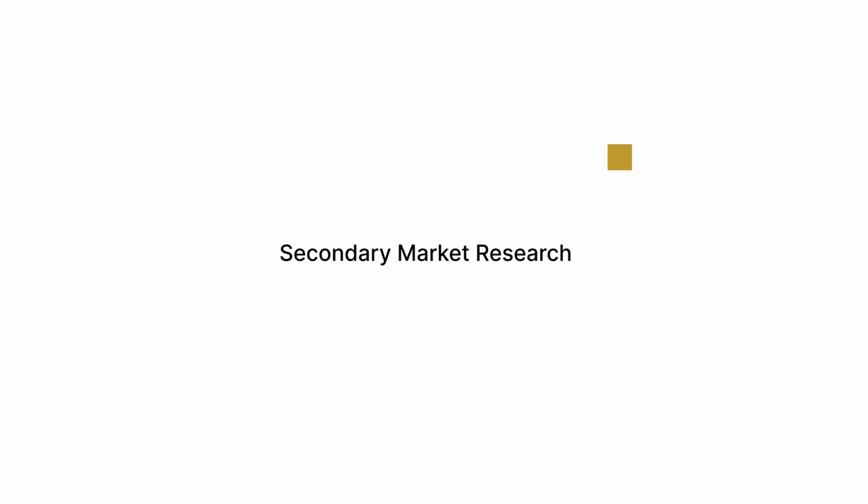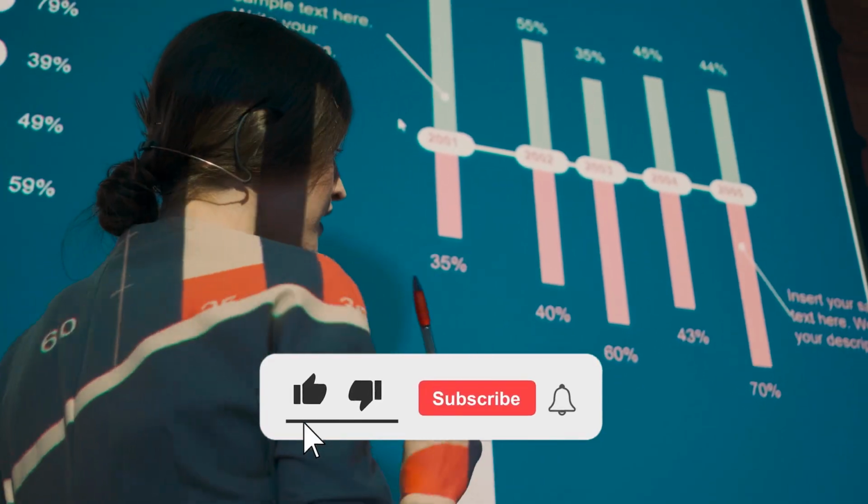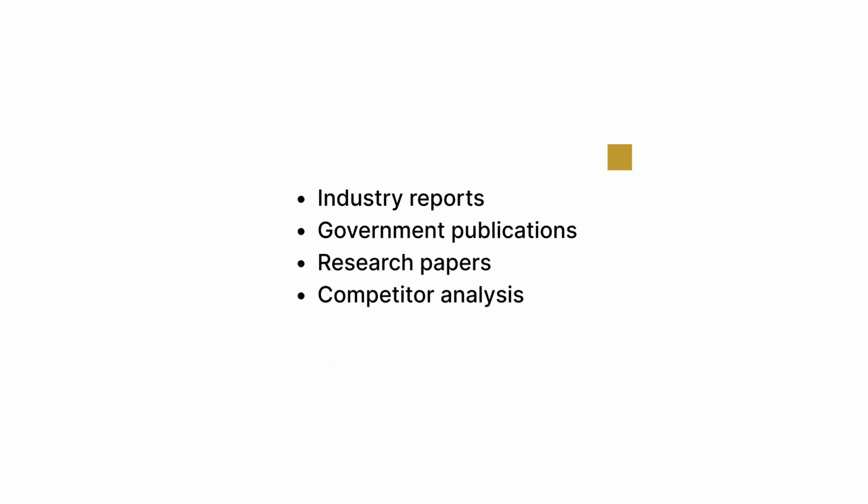The second one is the secondary market research. This involves analyzing existing data that has already been collected by other people. Examples are industry reports, government publications, research papers, and competitor analysis.